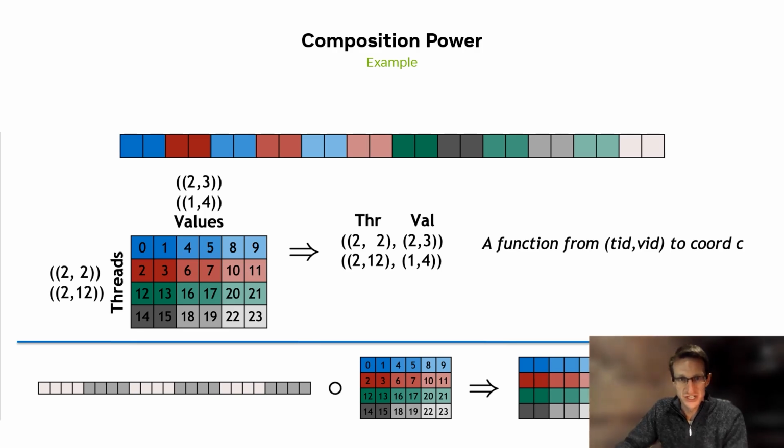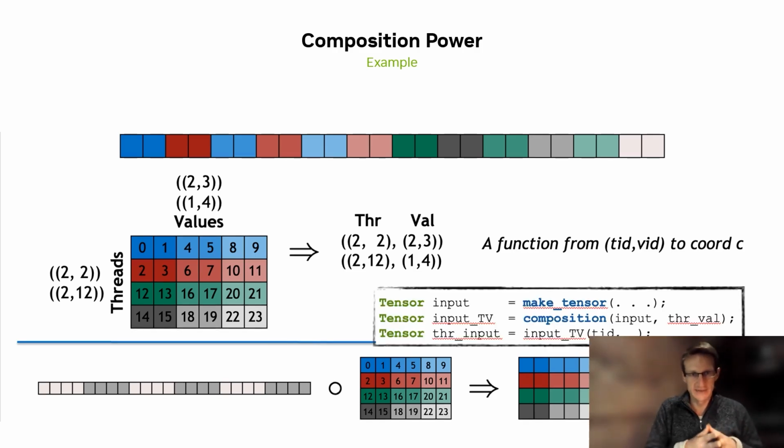Now we are ready to partition an arbitrary vector using this thread value layout. We take a vector with any layout and perform functional composition with the thread value layout. This results in a layout with the same thread value shape, but the indexing is provided by the layout of the data vector.